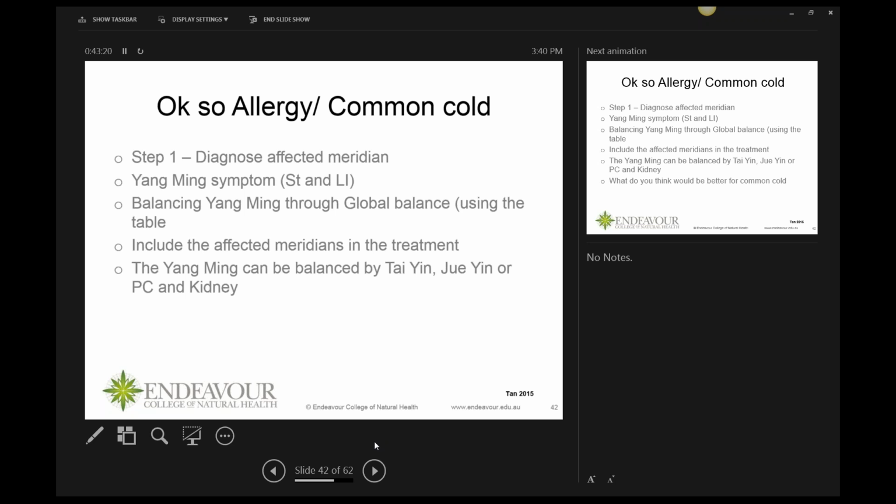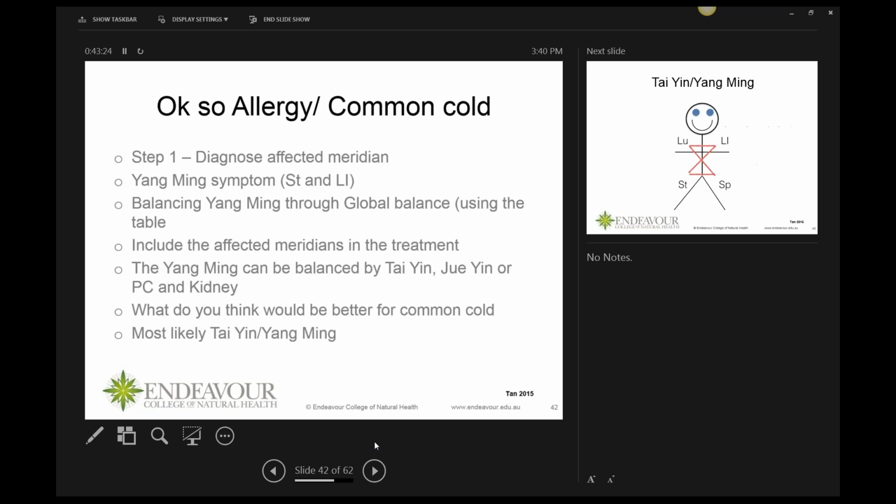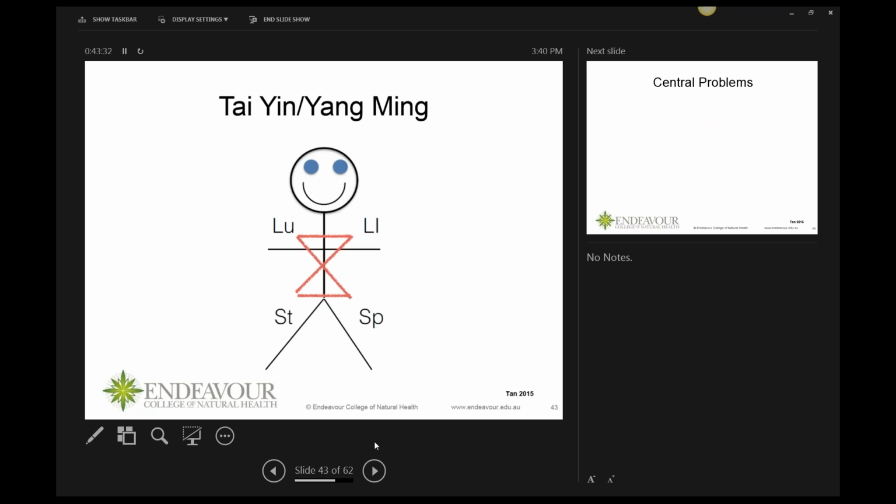Tai-Yin, right? The lung and the spleen. Most likely we'd balance it with a Tai-Yin to Yang-Ming approach. So that looks like this. So again, we've got our stable structure, got our nice happy looking little dude. I've ended up with the 4 channels.